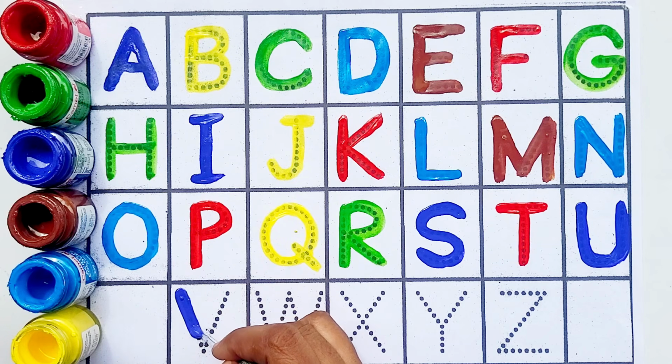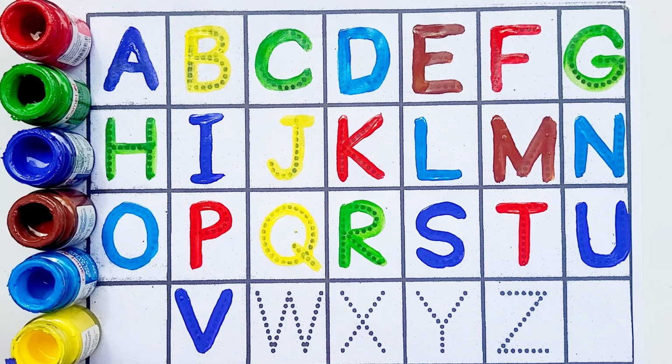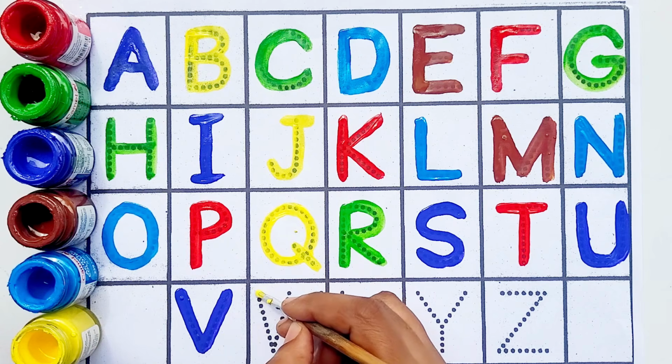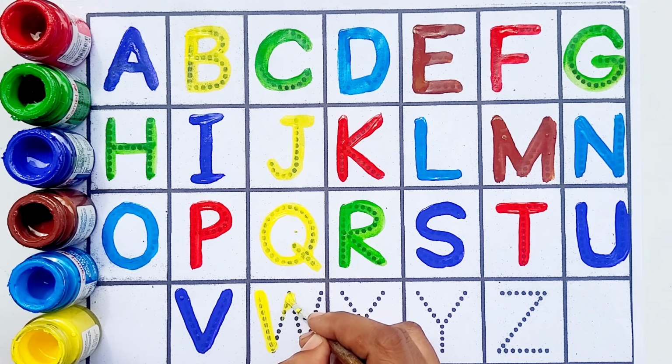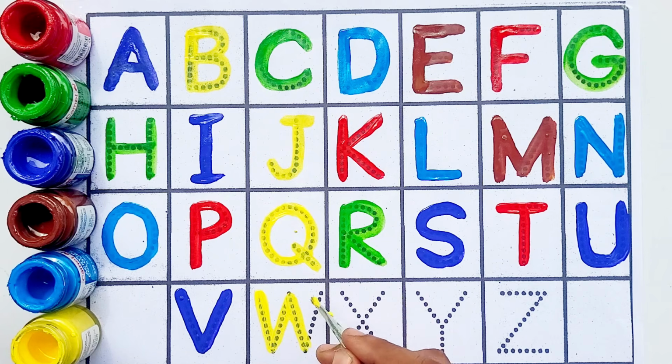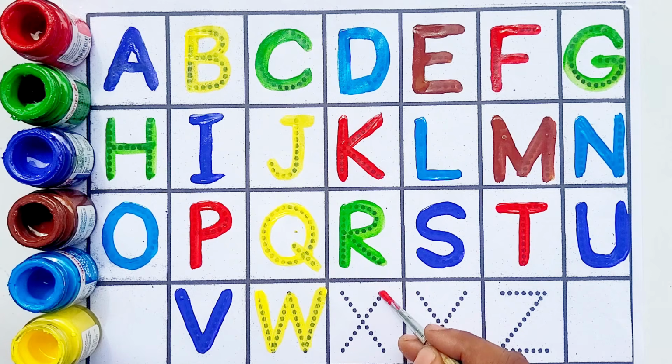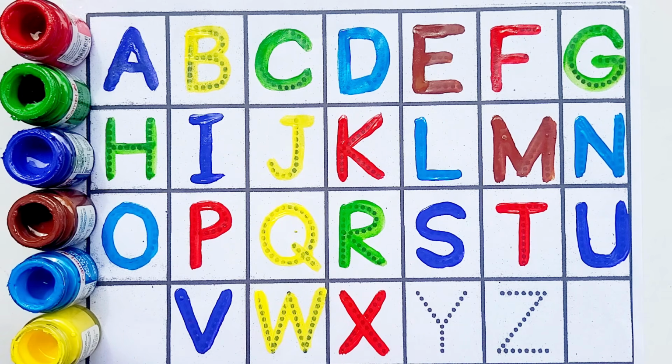V. V for violin. W. W for watermelon. X. X for xylophone. Y. Y for yak. Z. Z for zebra.